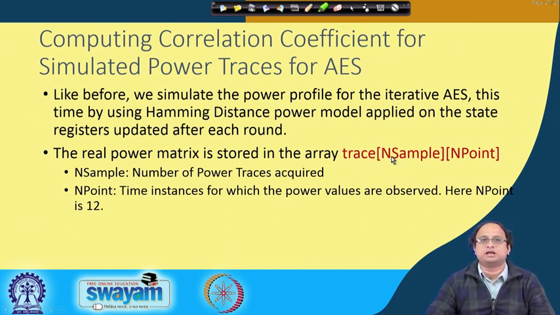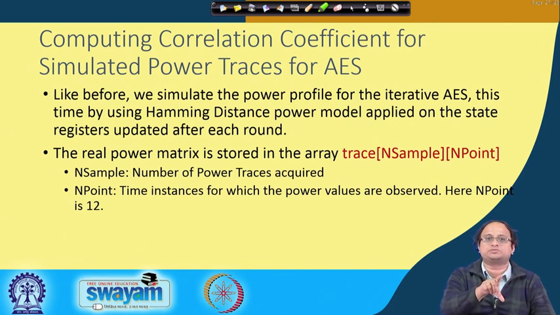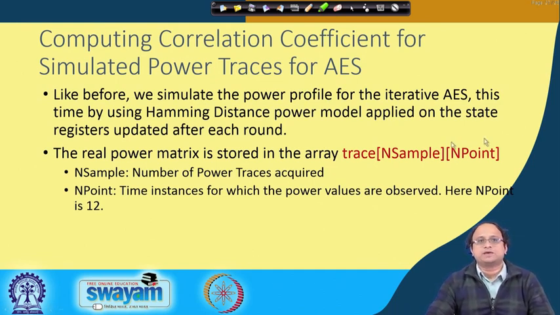n point. If you remember, the real matrix that I showed had, for example, 10,000 on one side, that is your n samples, the number of encryptions you are doing, and on the other hand n point is the number of time instances where you are sampling your power consumption. In the simulated environment, n point is 12. So n sample is the number of power traces acquired and n point is the time instances for which the power values are observed. Here n point is 12.